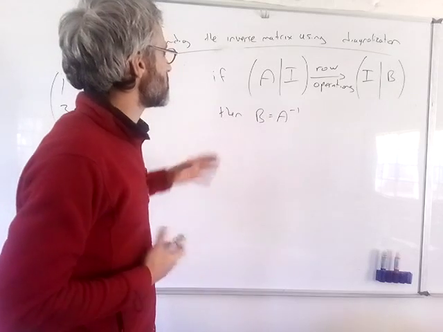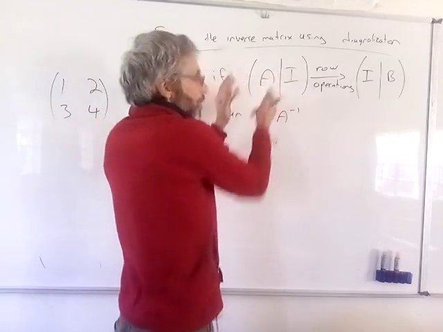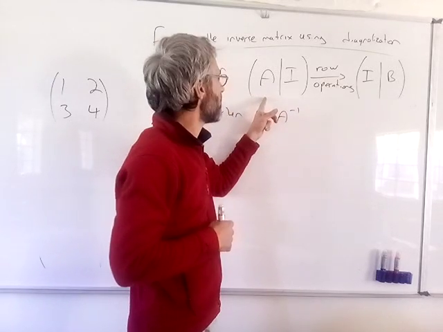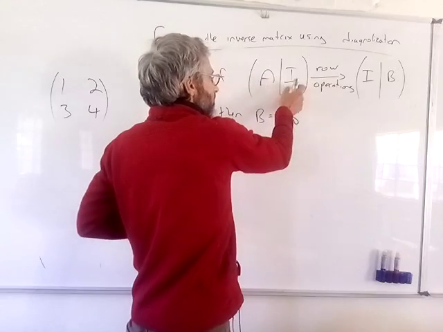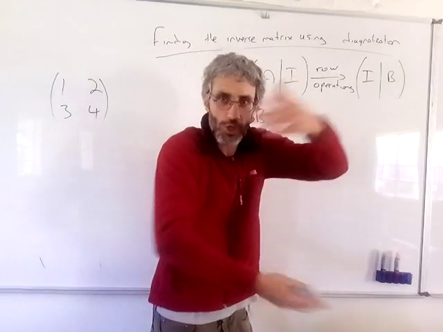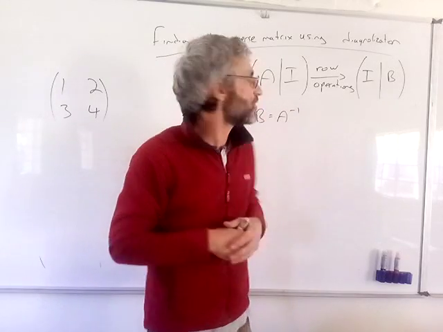What I want to prove is that if I have a matrix that I want to find its inverse, okay, I want to find A to the power minus 1, or the inverse of A, what I'm doing is augmenting it with an identity matrix, like that. And then I'm doing row operations, okay? Adding rows, subtracting rows, timesing them by certain scalars.